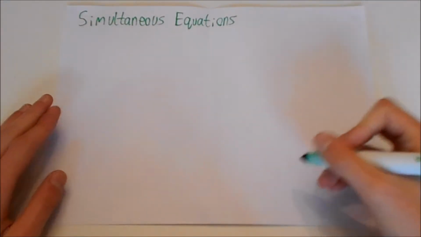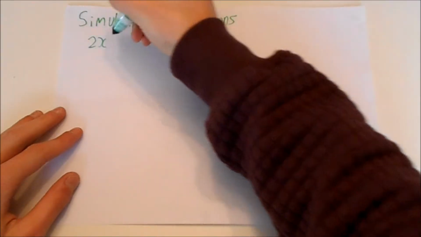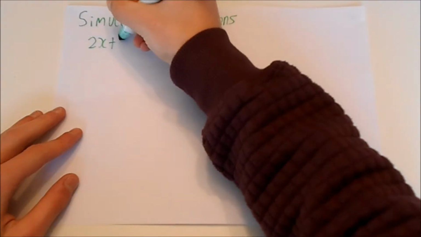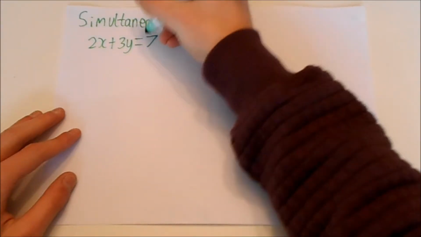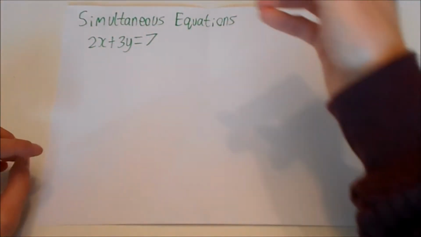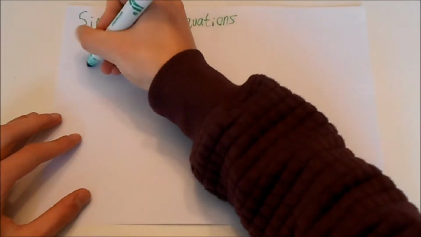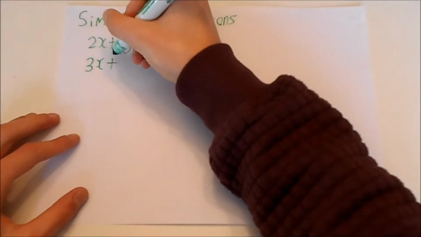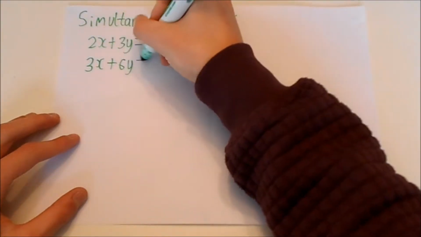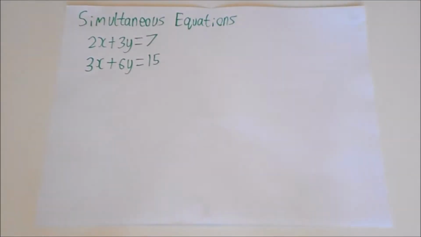So, an example of a pair of simultaneous equations could be 2x plus 3y equals 7. And another equation, because you need to have two equations, let's say 3x plus 6y, and that can be equal to 15. So how do we solve these equations?